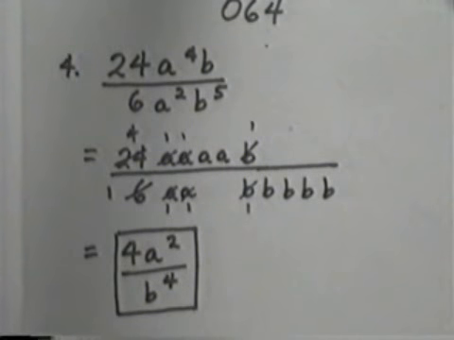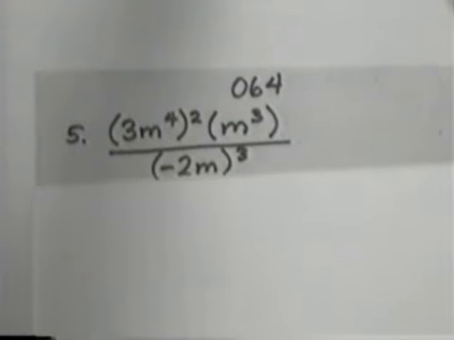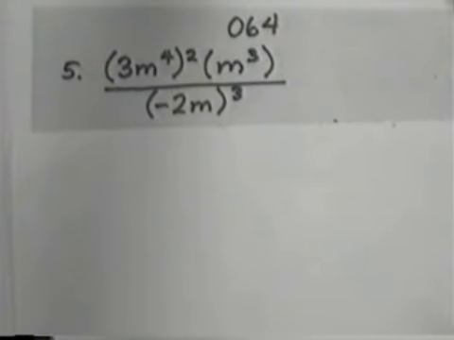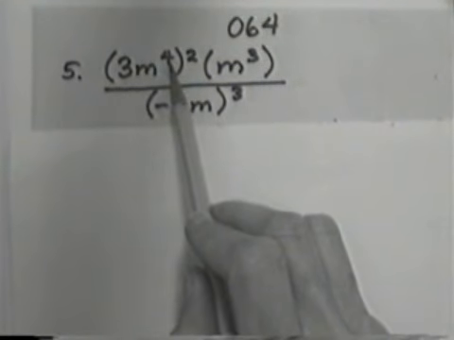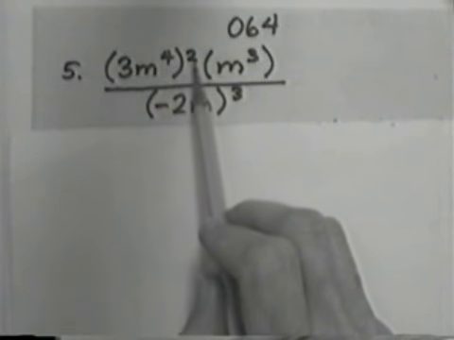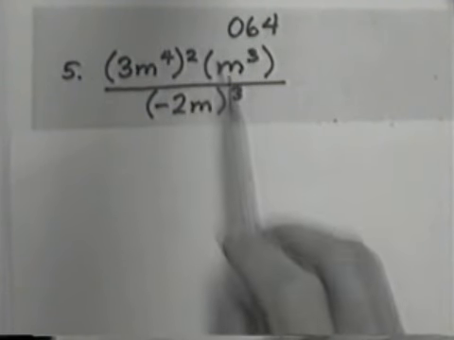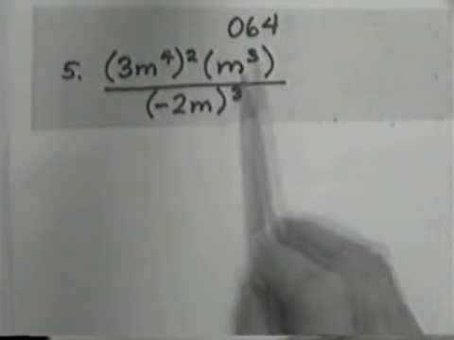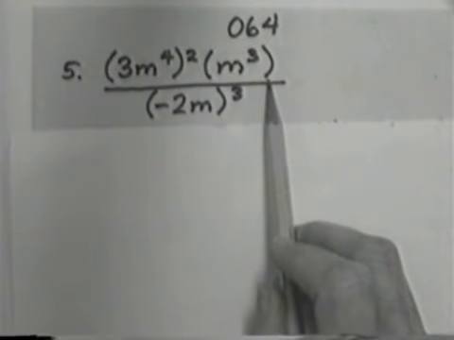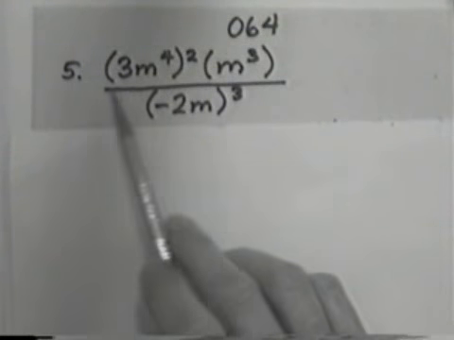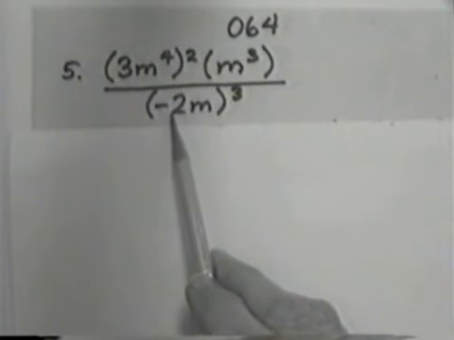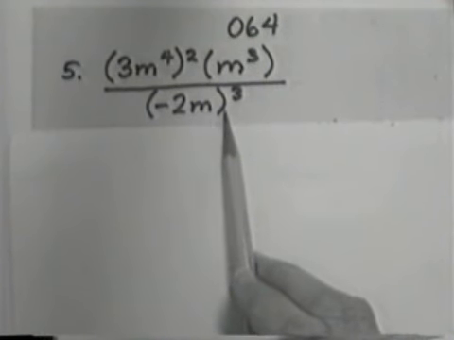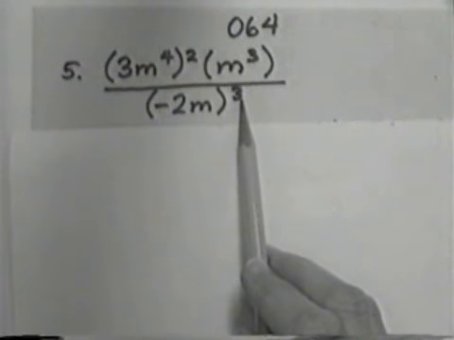Let's do one now that involves multiplying, dividing, and raising to powers, all in the same problem. So example 5 is, in parentheses, 3m to the 4th power, close the parentheses, exponent 2. In parentheses, m to the power 3, close the parentheses. All of that is over, in the parentheses in the denominator, negative 2m, close the parentheses, exponent 3.